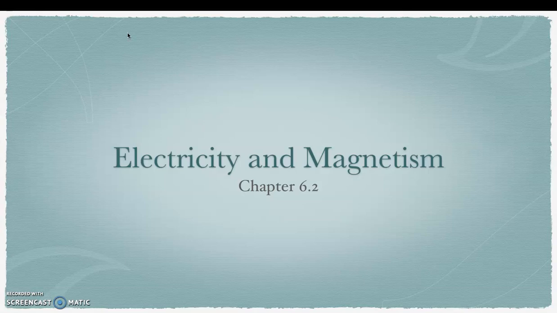Hello class, we are in chapter 6.2 learning about electricity and magnetism. Yesterday we learned about force, we learned about friction, and we also learned about the gravitational force. Today we're going to learn about the electrical force and the magnetic force.